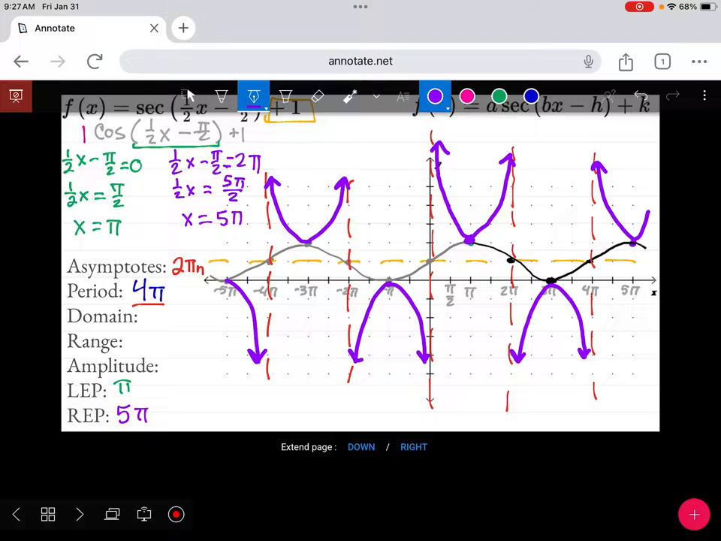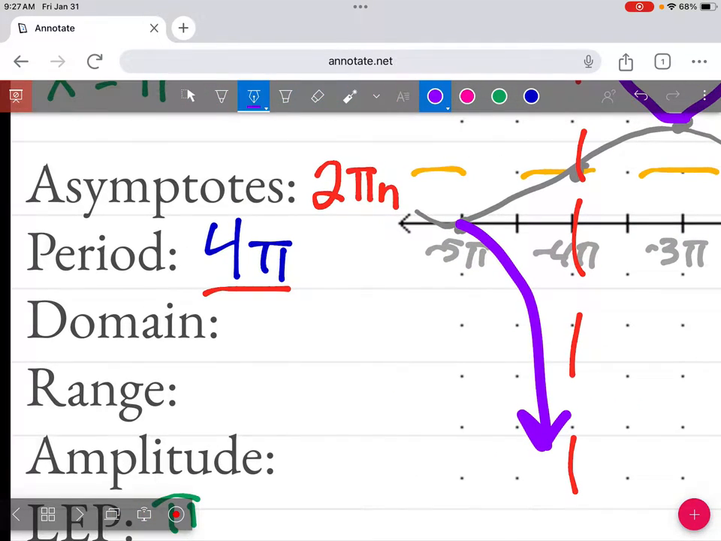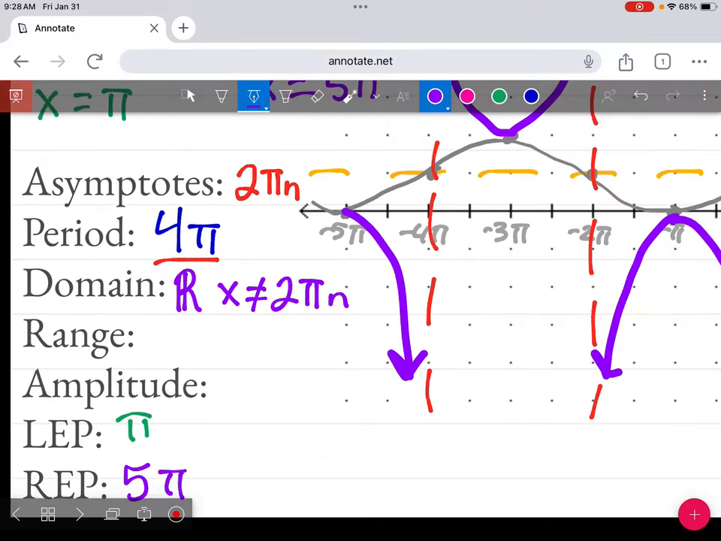So what is our domain for this secant function? All real numbers, except x cannot be equal to 2 pi times any integer. It cannot be 2 pi, it cannot be 0, it cannot be 4 pi, it cannot be 18 pi. What's our range here?